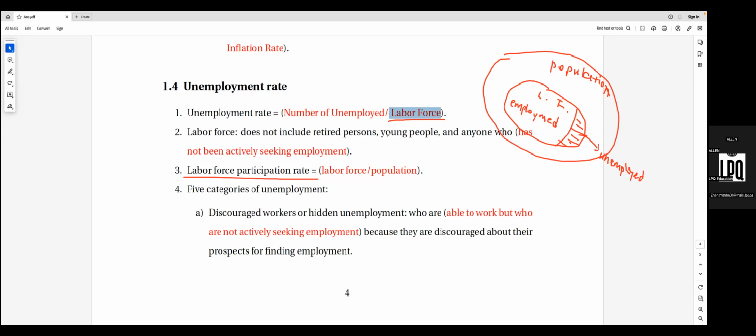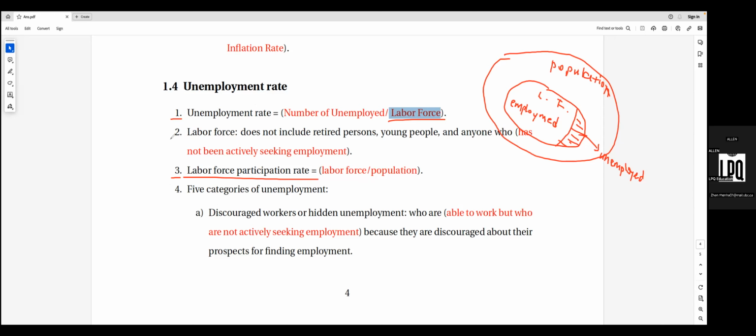Then you can calculate. The unemployment rate is actually a fraction: the proportion that the shaded area takes up of the smaller circle is the unemployment rate. So now you have two formulas. One is called the employment rate, and the other is called the labor force participation rate.